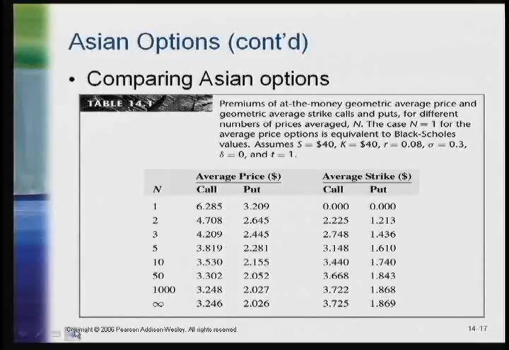Here's an illustration of some prices, and here we look at puts and calls, average strike, and average price. So the first thing that we notice is that when n is 1, that's the Black-Scholes price of a put or a call. N is 1, meaning we only use one stock price for the average price, namely the price at expiry. So that's the Black-Scholes call.